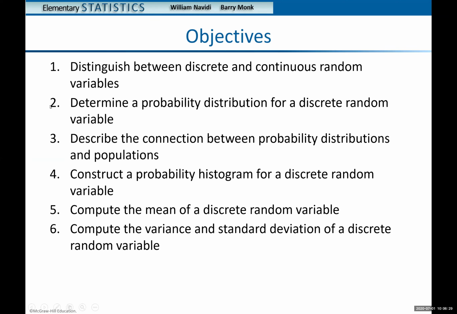So number one, distinguish between discrete and continuous. You learned that back in chapter one. It's just still the same thing. Number two, determine a probability distribution for a discrete random variable. Number three, distinguish between probability distributions and populations. Then you're gonna learn to construct a probability histogram. So when you learn histogram, it's still gonna be the same thing. And the last part, computing the mean and the variance and standard deviation of a discrete random variable.